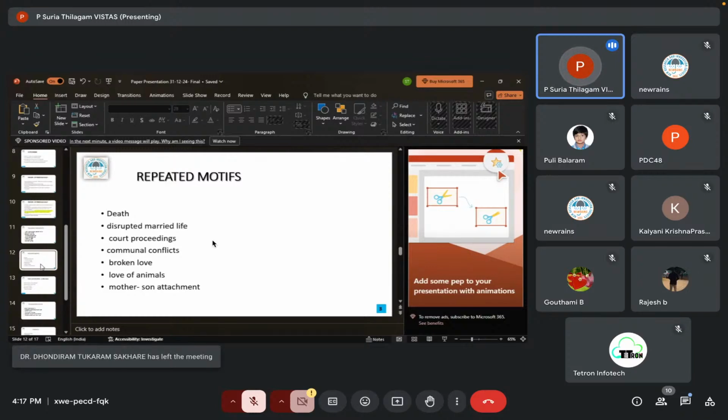Through this psychoanalytic method, I have found these repeated motifs or patterns in his novels: death, disrupted married life and court proceedings, communal conflicts, broken love, and mother-son sentiment or attachment. So these are all the repeated patterns.